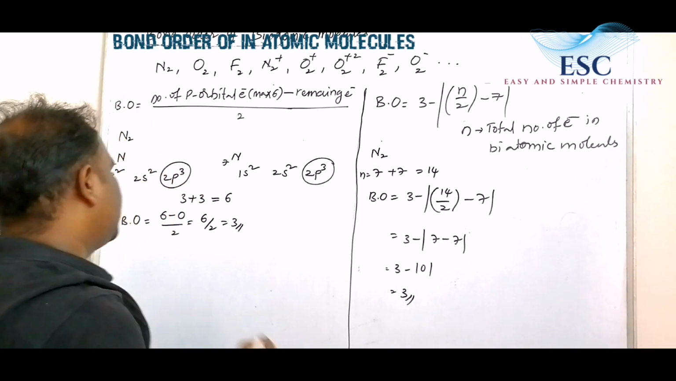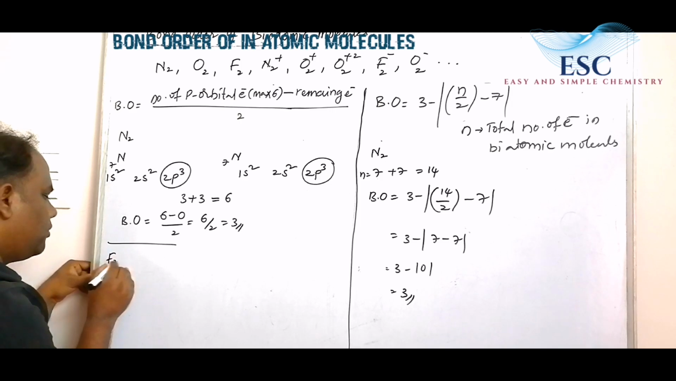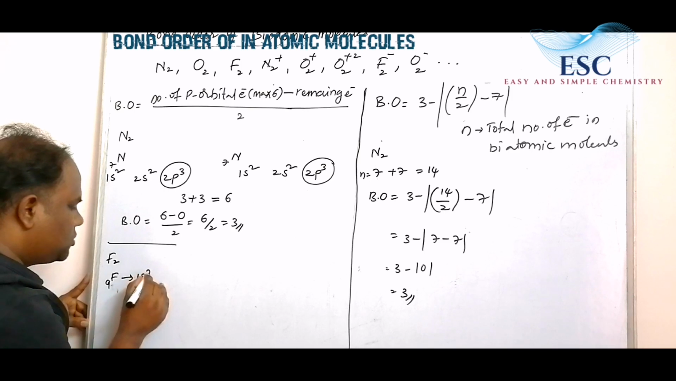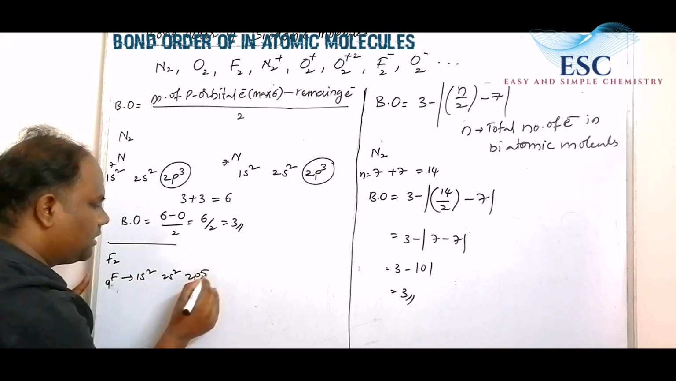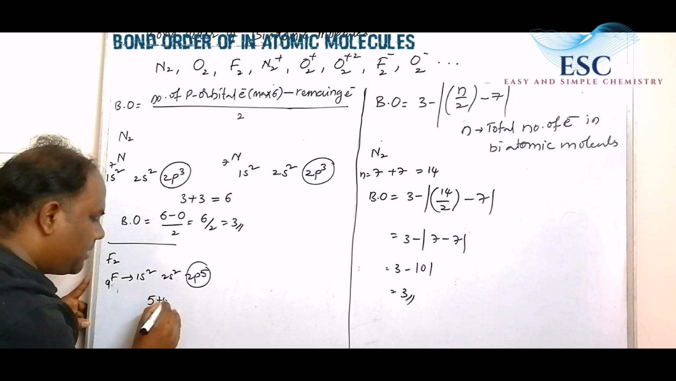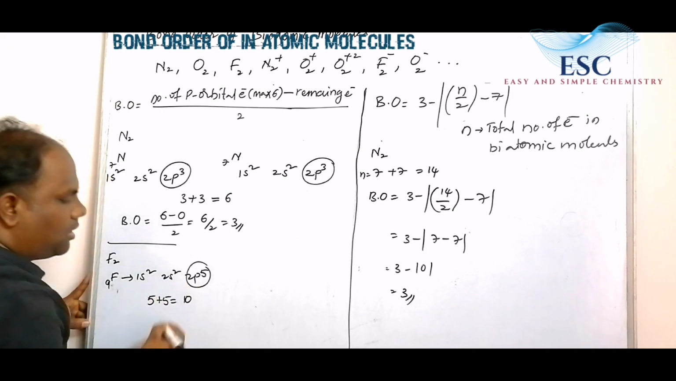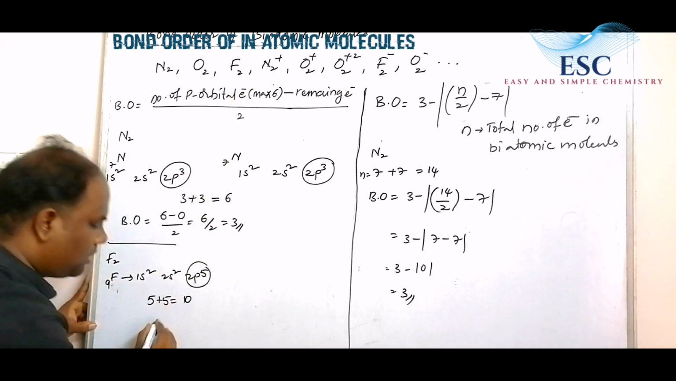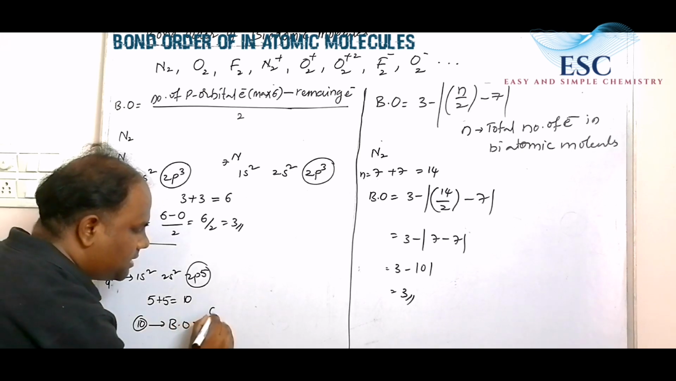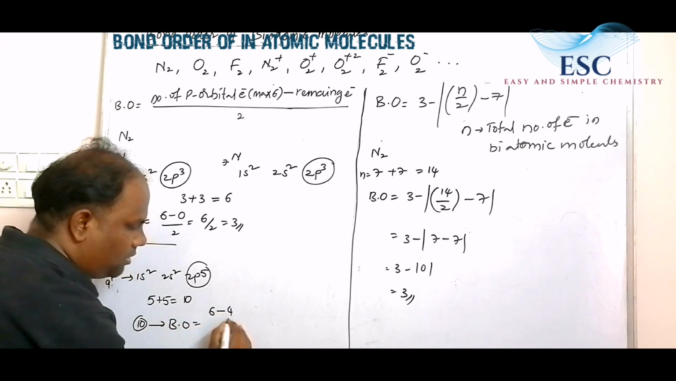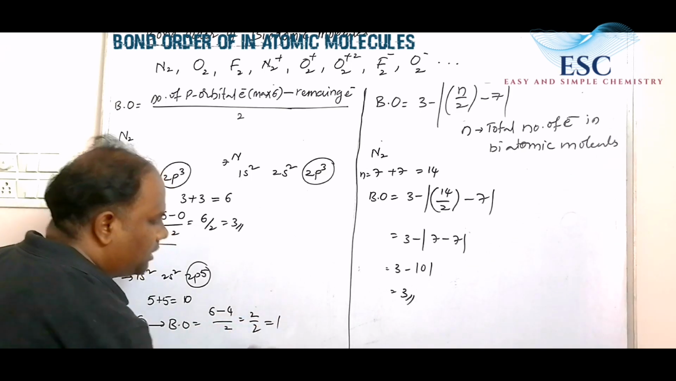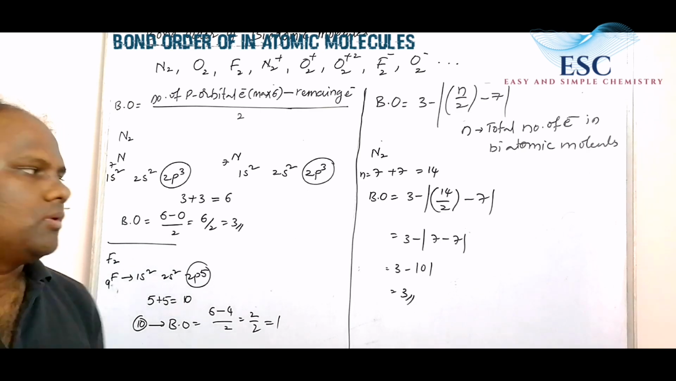Then we have another example, fluorine. The atomic number of fluorine is 9, 1s2, 2s2, 2p5. The other fluorine has the same electronic configuration, that's why 5 plus 5, the number of electrons is 10. How to write that 10 in the equation? Bond order equation: 6 minus 4, not 6 plus 4, 6 minus 4 by 2, which is 2 by 2. And the bond order of fluorine is equal to 1.